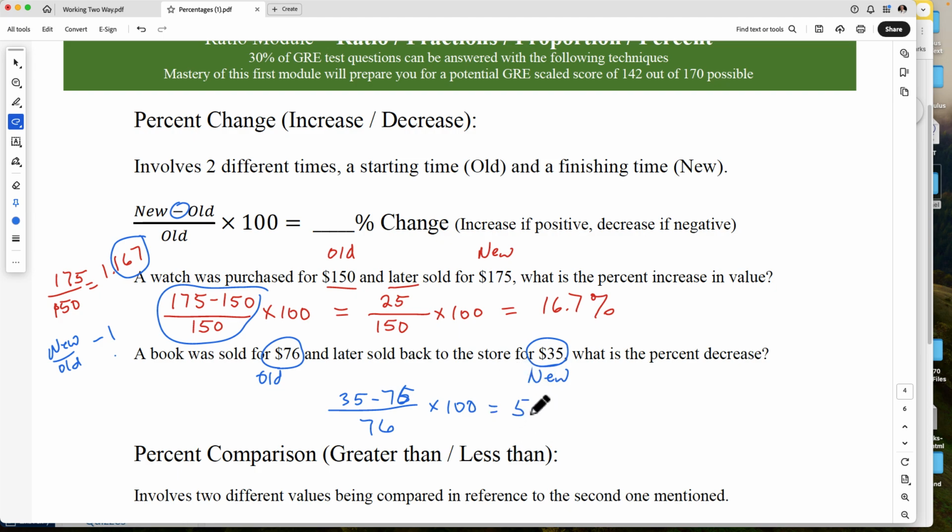$53.94. About 54% on average. So that makes sense? $35 minus 76 divided by 76 times 100 will give you your percentage.